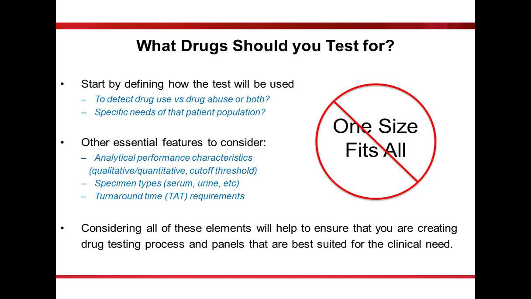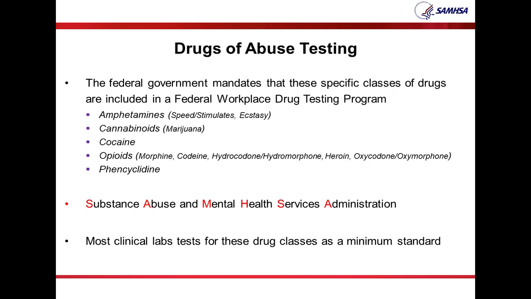What turnaround time requirements are acceptable? The clinical utility of a test has to do with, well, part of it is how quickly you can get the results back. So if someone in the emergency department sends out for a drug test and they don't get the results back for a week, that doesn't really help them in that moment, right? Because the patient will already be discharged before then. So think about what turnaround time requirements make the most sense for how that test is being used. By considering all of these elements, this will help to ensure that you're creating drug testing panels and processes that are best suited for the clinical need in question.